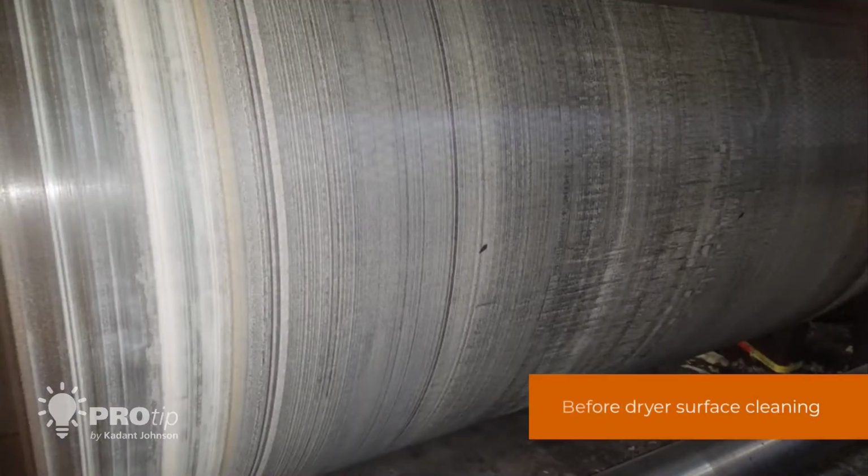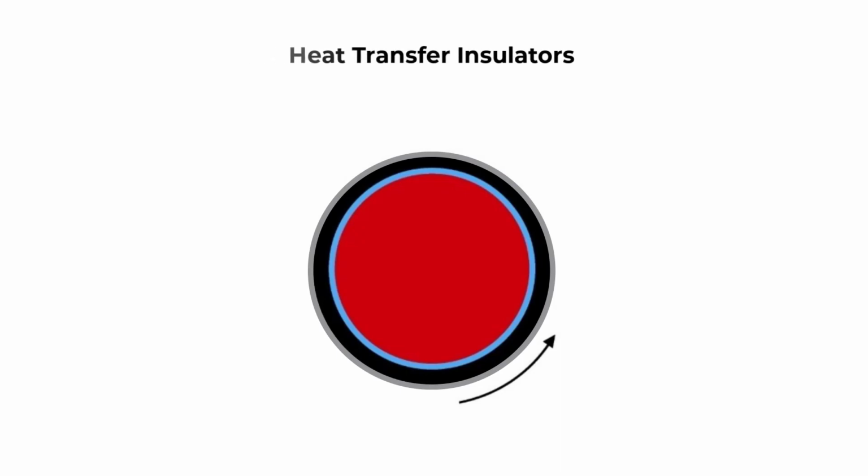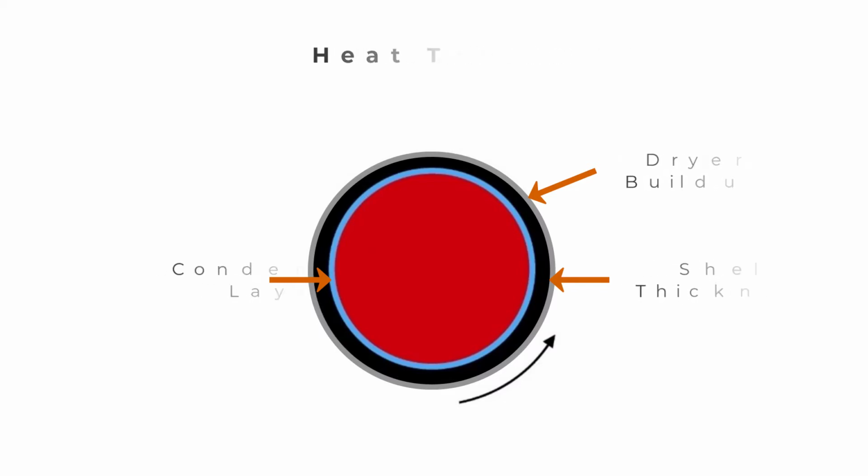Today, I want to talk to you about the effect of dryer surface buildup and its impact on heat transfer. Heat transfer in dryer rolls is affected by the layer of condensate inside the dryer, the thickness of the dryer shell, and any buildup on the outside of the dryer. Any foreign debris or production-related buildup on the dryer surface prevents heat transfer and impacts quality.